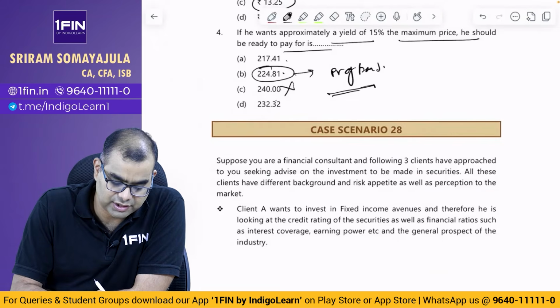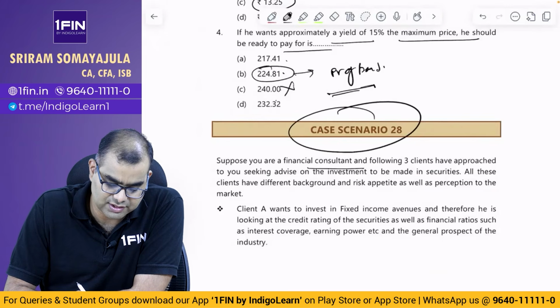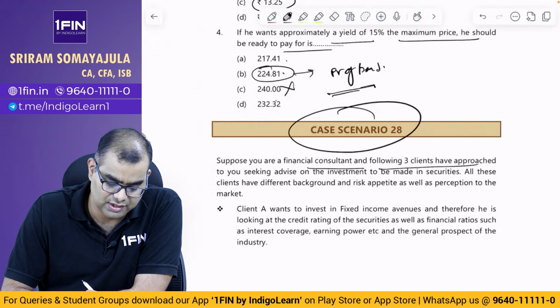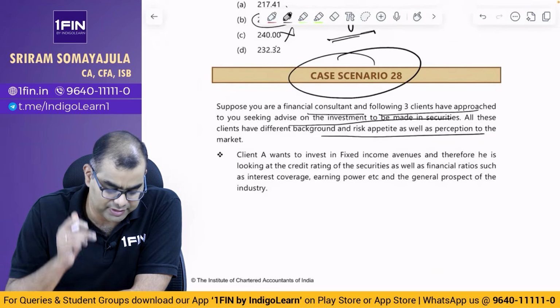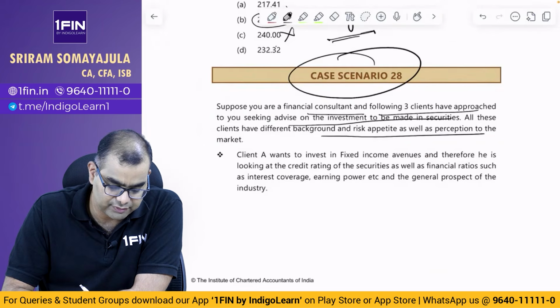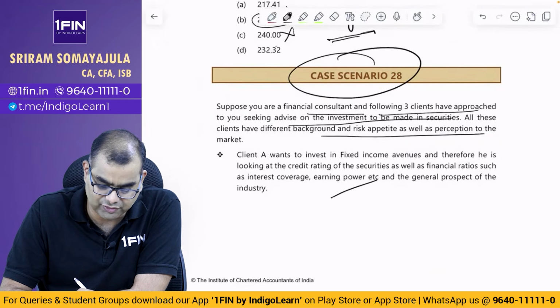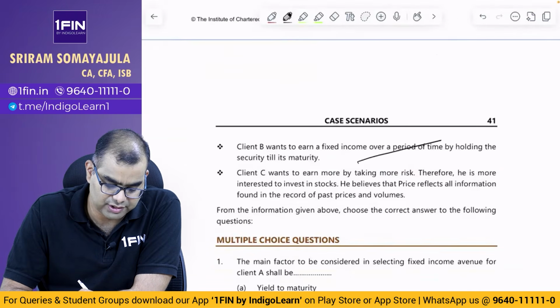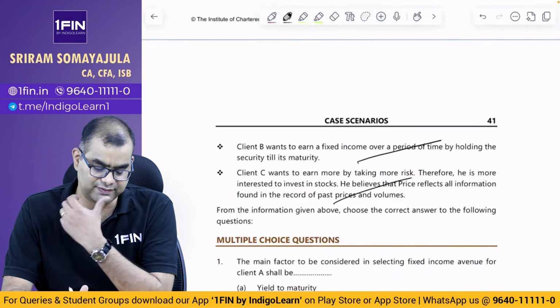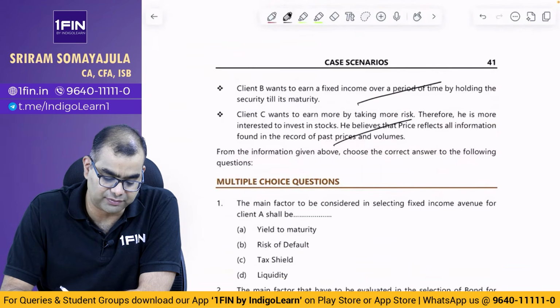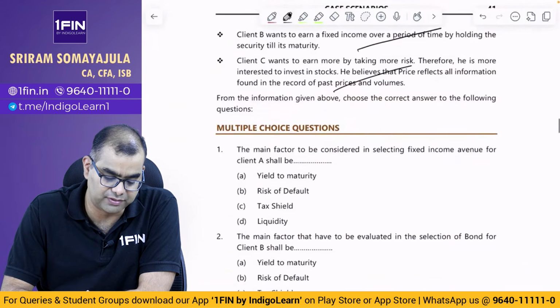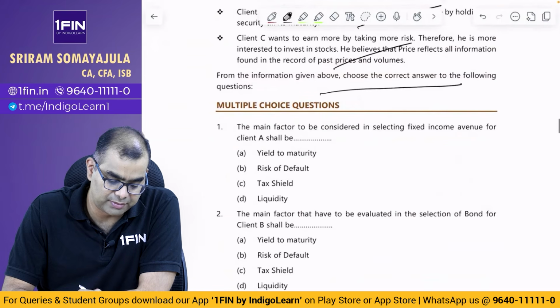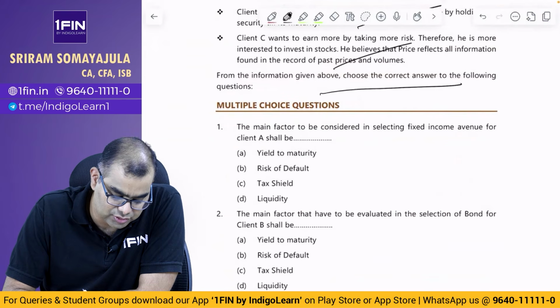Let us move to the next question, case scenario 28. Suppose you are a financial consultant and the following 3 clients have approached you seeking advice on investment in securities. All these 3 clients have different backgrounds, risk appetites as well as perceptions of the market. Client A wants to invest in fixed income avenues, therefore is looking for credit rating of securities as well as financial ratios. Client B wants to earn fixed income over a period by holding to maturity. Client C wants to earn by taking more risk. He believes that the price reflects all information found in the records of past price and volumes. From the information you know, choose the correct answer. The main factor to be considered in selecting a fixed income avenue.